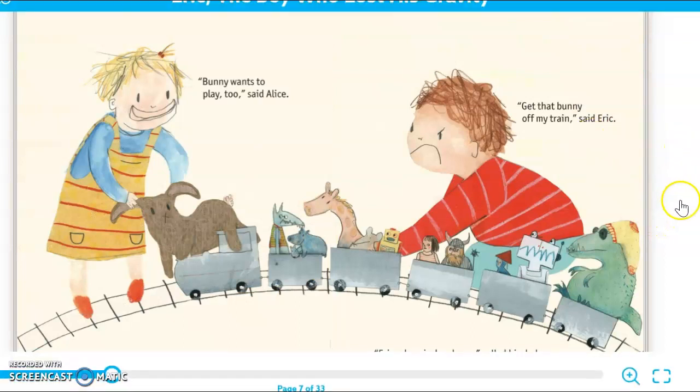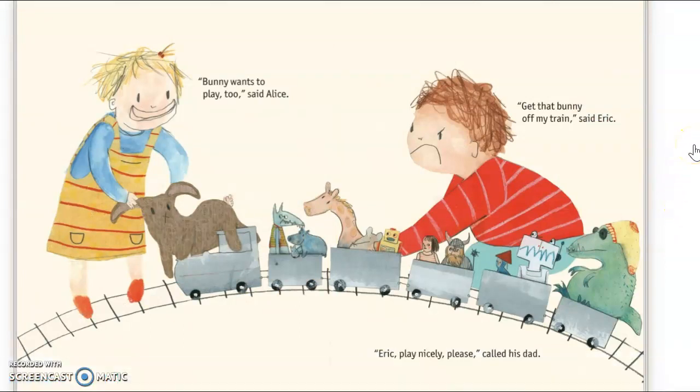Bunny wants to play too, said Alice. Get that bunny off my train, said Eric. Eric, play nicely, please, called his dad.